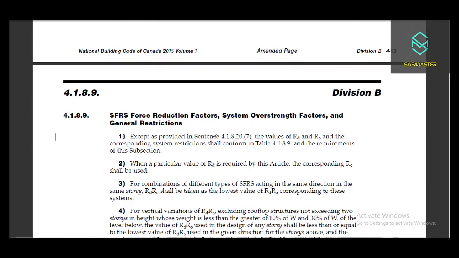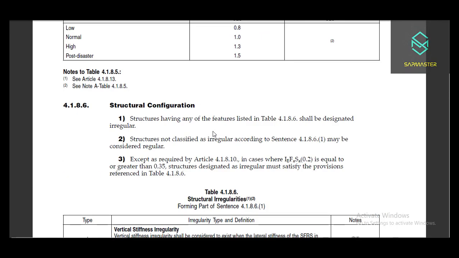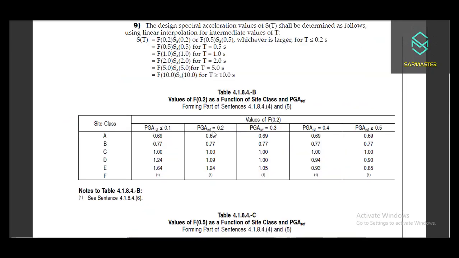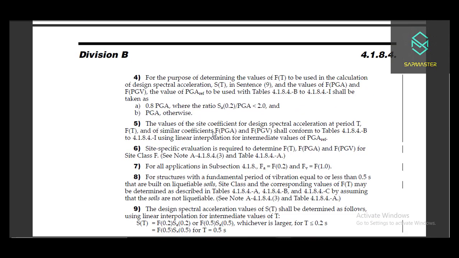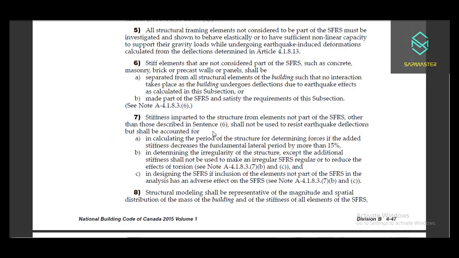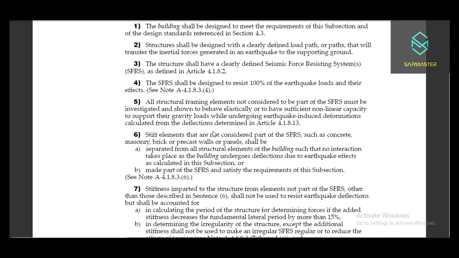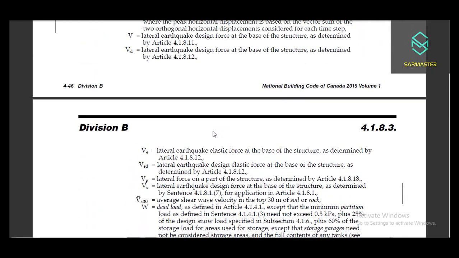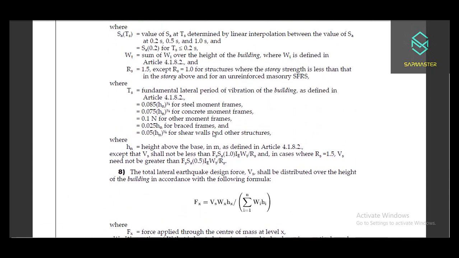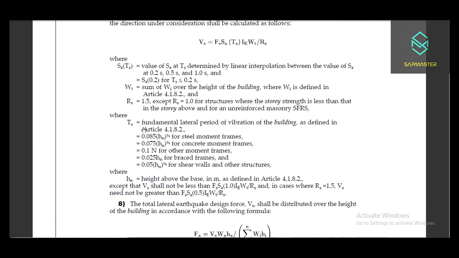So we have to go up, and in the beginning of the earthquake forces calculations, we have it somewhere around here. I'm doing this so you can do it with me, and in this way you will learn better how to even look for stuff. Okay, I have it here. So fundamental lateral period of vibration of the building is as here.